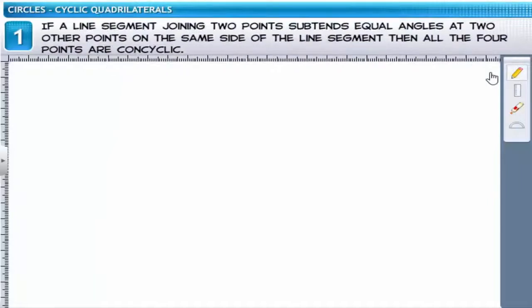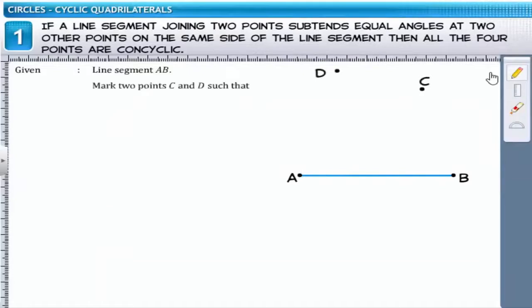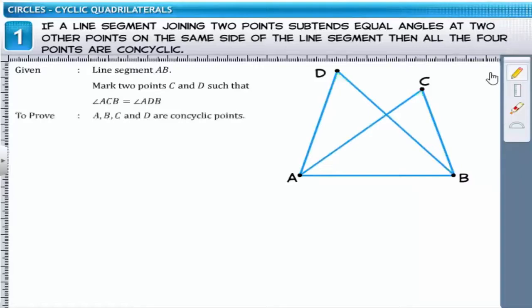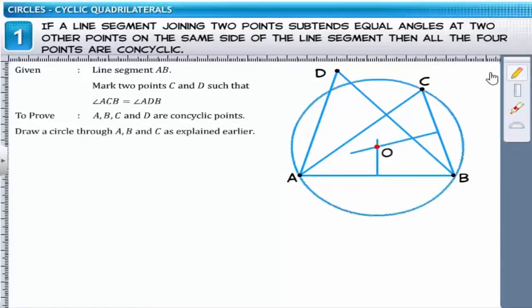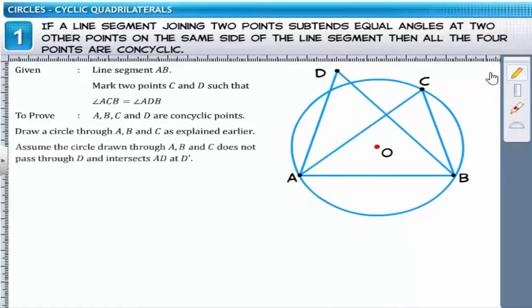Let's prove this theorem. Here AB is a line segment that subtends equal angles at C and D. We have to prove that A, B, C and D lie on the circle. Let us use the construction we did earlier to draw a circle through points A, B and C. For proving the theorem, let us suppose that the circle drawn through A, B and C does not pass through D, but intersects AD at D'.